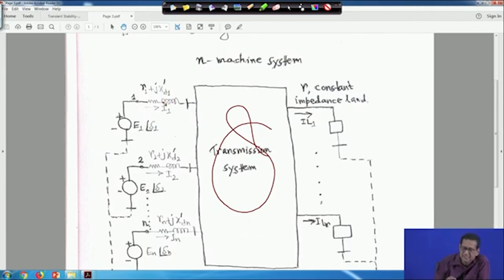So, voltage behind the transient reactance is given as E1 angle delta 1, then E2 angle delta 2, up to En angle delta n. Then the impedance here is given as R1 plus j Xd1 dash, R2 plus j Xd2 dash, up to Rn plus j Xdn dash, but usually R1, R2, Rn are negligible. So, in our studies we will only consider this Xd dash in general: Xd1 dash, Xd2 dash, Xdn dash, and E1, E2 up to En.